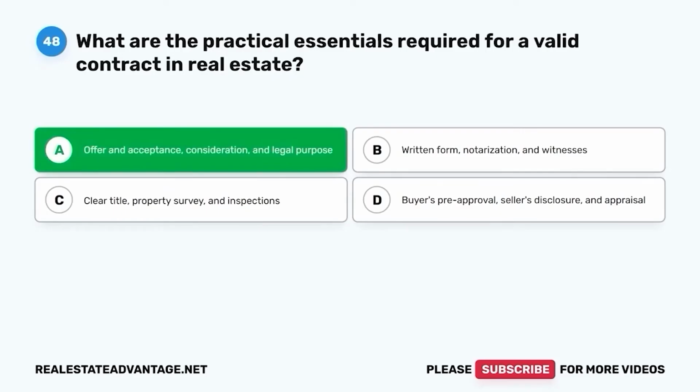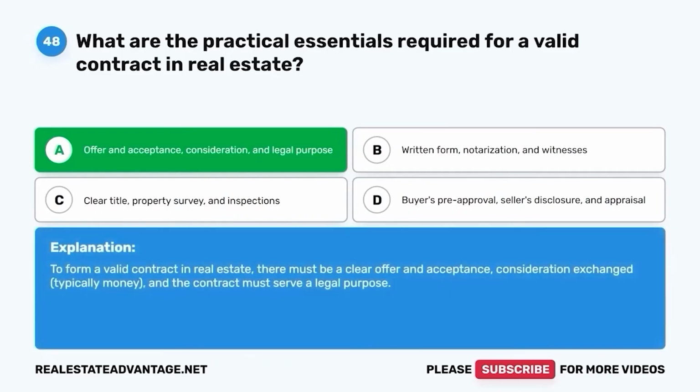Offer and acceptance, consideration, and legal purpose. To form a valid contract in real estate, there must be a clear offer and acceptance, consideration exchanged, typically money, and the contract must serve a legal purpose.